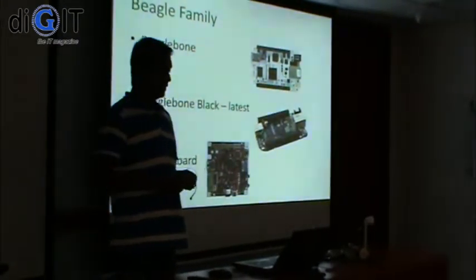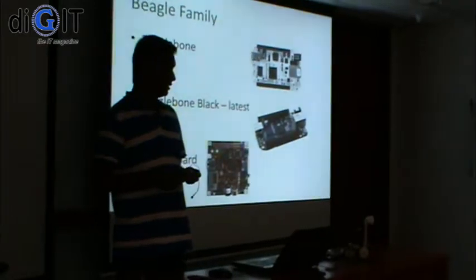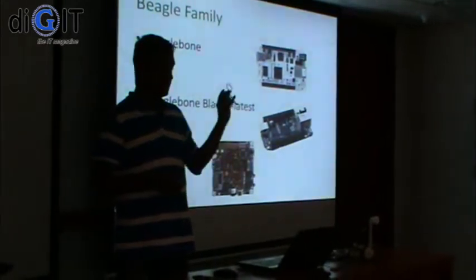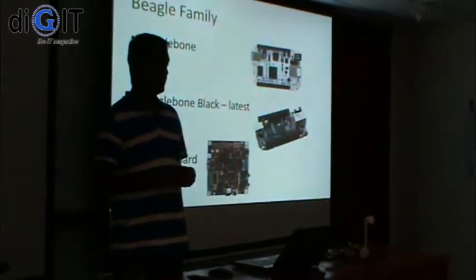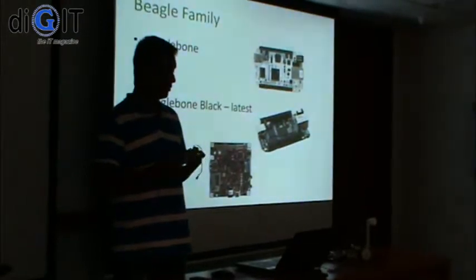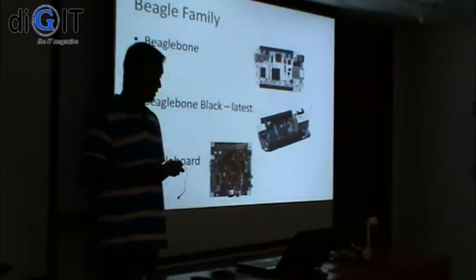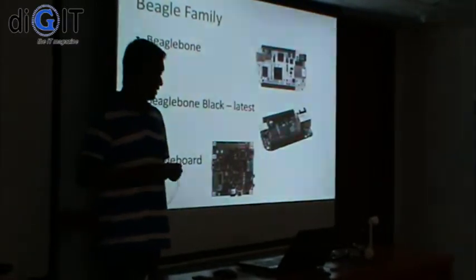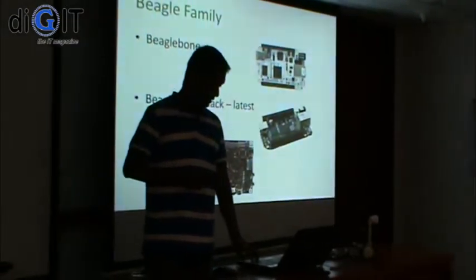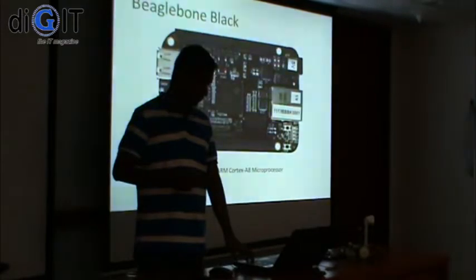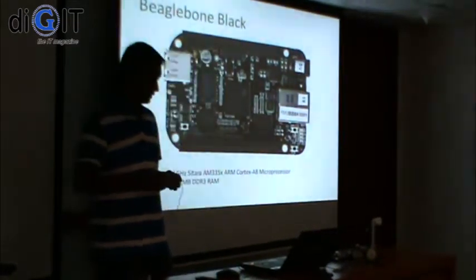And when we talk about the Beagle family, there are 3 members: Beagle-Bone, this one, and Beagle-Bone Black is the latest one. The Beagle-Bone Black is the competitor to Raspberry Pi, and Beagle-Board is the big brother. He's quite bigger than Beagle-Bone. As I told you, Beagle-Bone Black is the latest one.